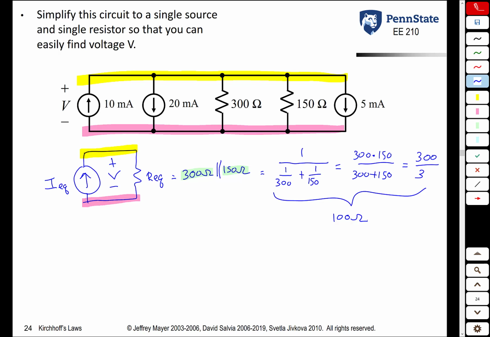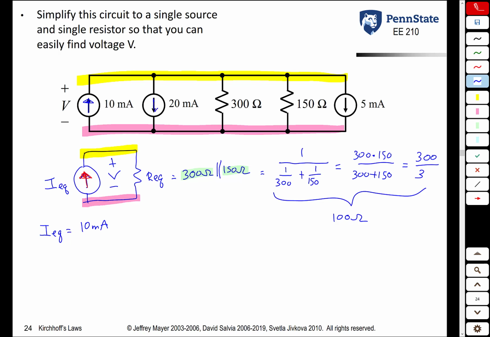I equivalent, once again, is a little bit trickier because we do need to worry about signs. So I arbitrarily put the current arrow going up. In other words, the current is going from the pink node to the yellow node. To find the equivalent current source value, I look at the three sources and see whether they're in the same direction or the opposite direction as this equivalent source. The 10 milliamp source is going from pink to yellow, so it is the same orientation. So I equivalent will be plus 10.